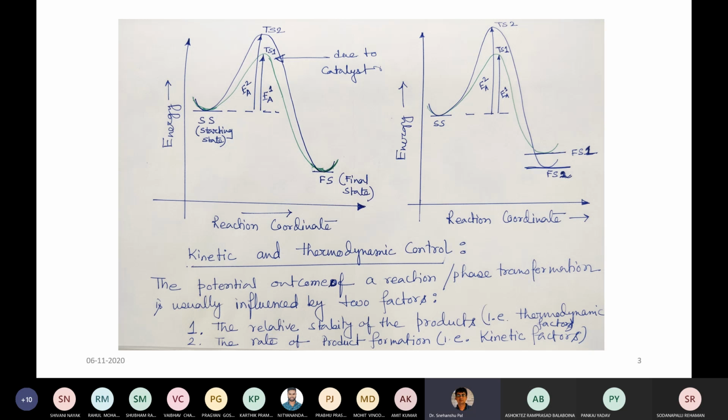In both paths, you see one path having a higher activation energy barrier, that is transition state 2, and one path having a lower activation energy barrier, that is transition state 1. And that is due to the catalyst. If you apply a certain catalyst, then you can reduce the energy barrier.